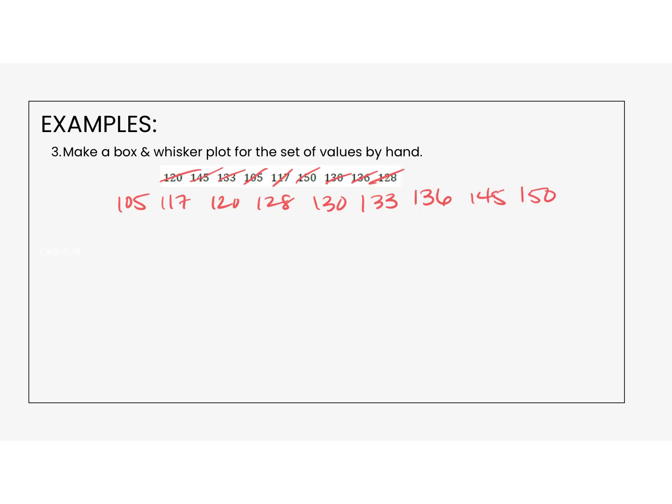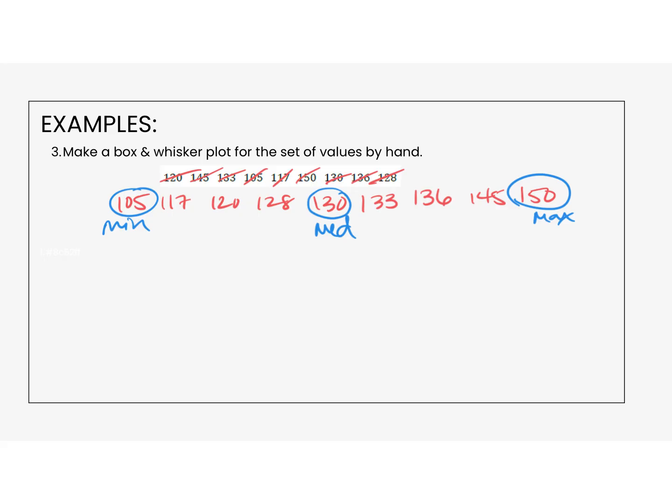Okay, so there's my data set. I just rearranged it. So let's identify our 5-number summary. This is your min. This is your max. Now let's find the median. So there are 9 numbers, so the 5th number, 1, 2, 3, 4, 5, should be my median. And we can double check because if I count the other way from 150, I count 5 numbers. So the median there, 130, is the middle number exactly.